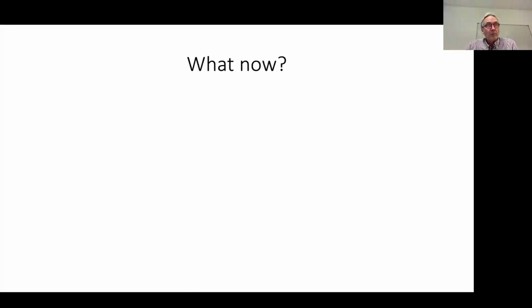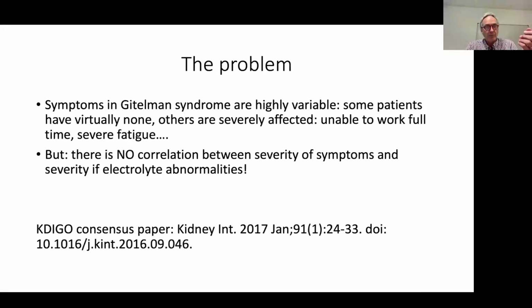But what now? Back to this patient. Here we have this patient with Gitelman syndrome with actually rather okay potassium of 3.3, but who is severely symptomatic. And this is really a problem. Initially, Gitelman syndrome has always been poo-pooed as sort of a minor disorder where patients, yeah, they have these electrolyte abnormalities, but they don't have really many problems.